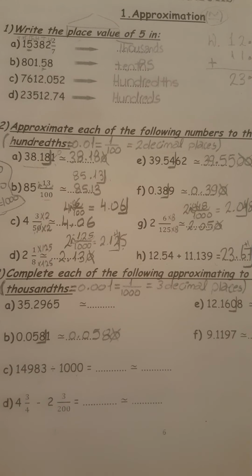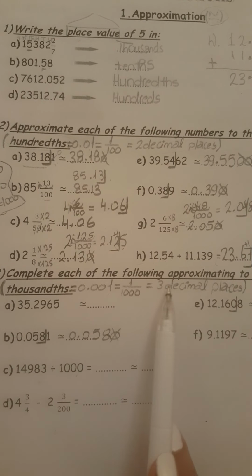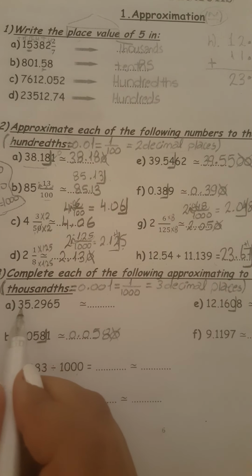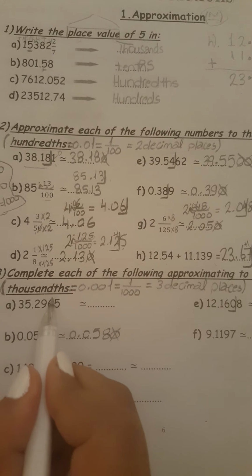Let's move to question 3. Here, complete each of the following approximated to the nearest thousandths. Thousandths means 0.001, 1 over 1000, or 3 decimal places. They all have the same meaning. Okay, let's see. Where is the thousandths here? This is units, tens, tenths, hundredths, thousandths. So here is the thousandths.